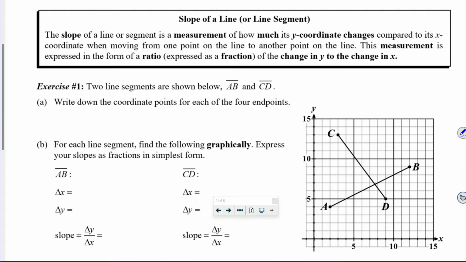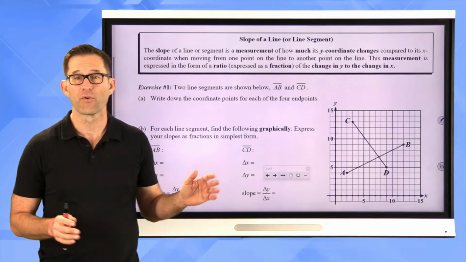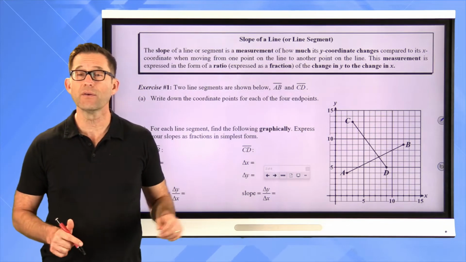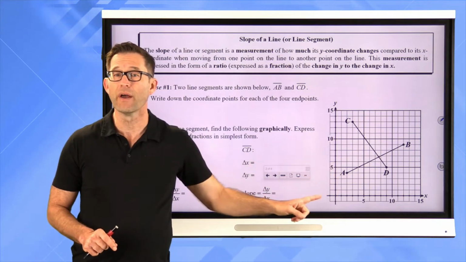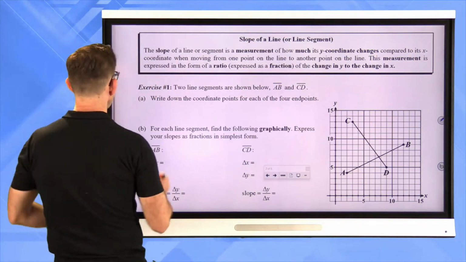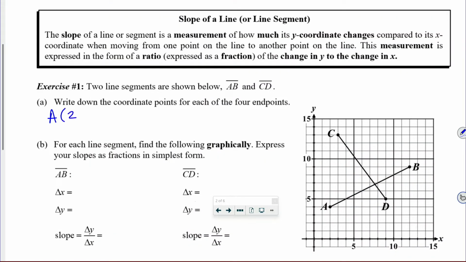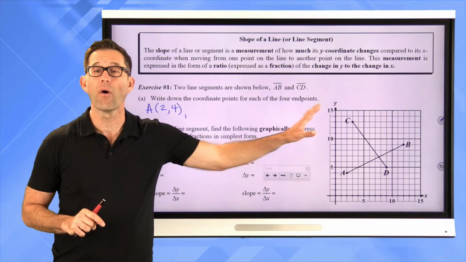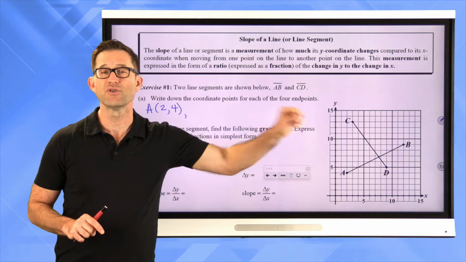All right, exercise number 1. Two line segments are shown below, segment AB and segment CD. Letter A, write down the coordinate points for each of the four endpoints. Well, I know you've been reading off coordinate points for years, but it never hurts to do this again, right? So for instance, what I'd like you to do is something like this. Well, A is 2 units to the right and 4 units up. So the way that we write that down when we're writing down coordinate points is we write it as A, parentheses 2 comma 4. All right, what I'd like you to do is go ahead and read off all the rest of the coordinates and write them down just right in here.